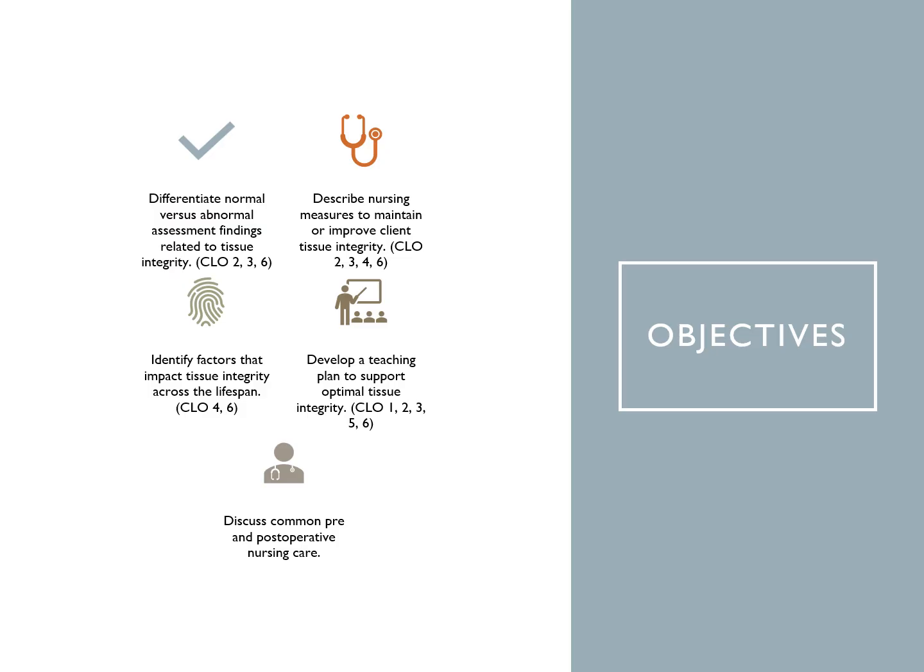Our objectives today: we are going to differentiate normal versus abnormal assessment findings related to tissue integrity. We're going to describe measures to maintain and improve our client's tissue integrity. We're going to identify factors that may impact tissue integrity across the lifespan. We're going to develop a teaching plan to support optimal tissue integrity. And then again, we're going to discuss common pre and post-op nursing care things.